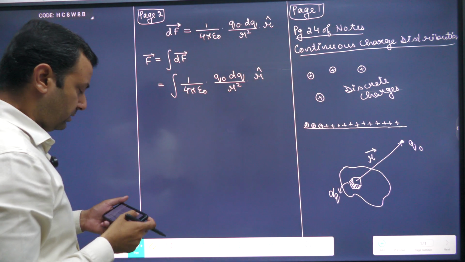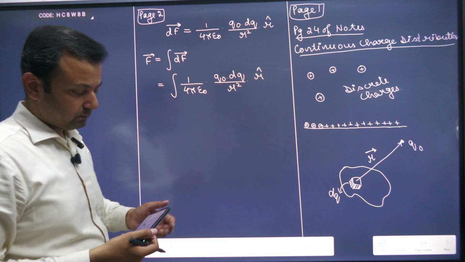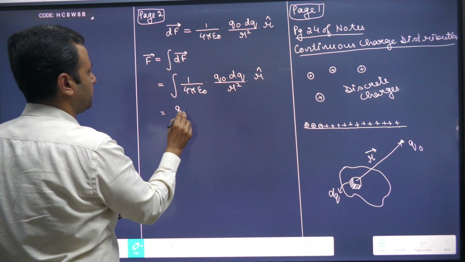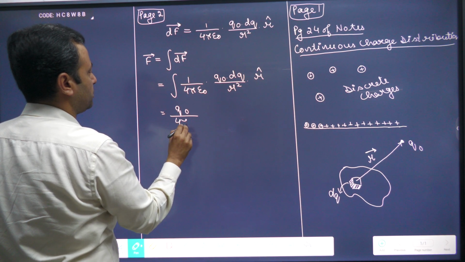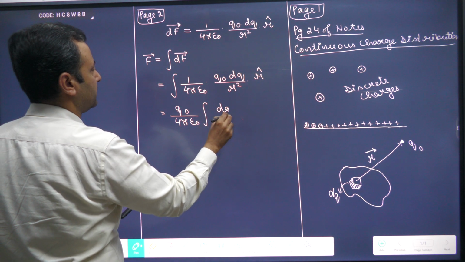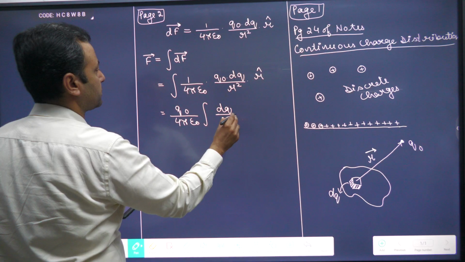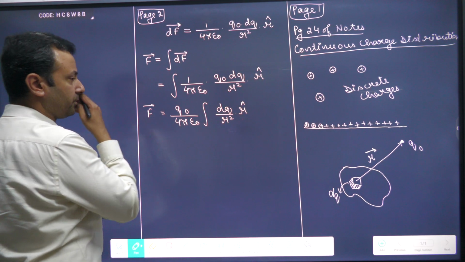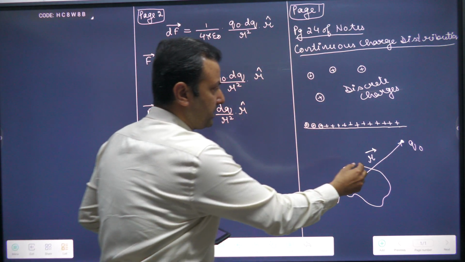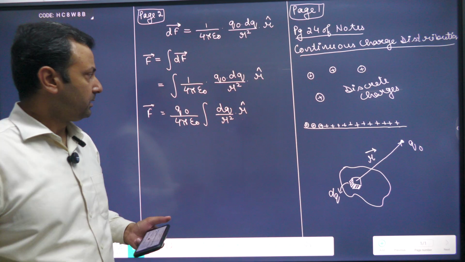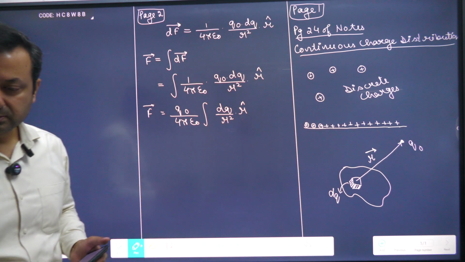We will take q naught upon 4 pi epsilon naught as a constant out of the integration. So F vector is q naught upon 4 pi epsilon naught, integration of dq upon r square into r cap. This is the force which exists between this complete surface and this small charge q naught. Is this clear to you?